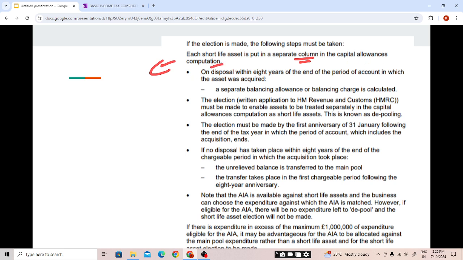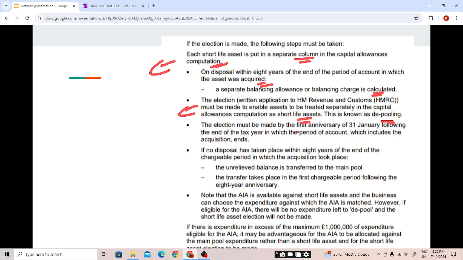In the capital allowance computation, on disposal within 8 years of the end of the period of account in which the asset was acquired, a separate balancing allowance or balancing charge is calculated. When we dispose of, a balancing allowance or balancing charge is calculated, as it is a separate pool. A written election application to HMRC must be made to enable assets to be treated separately in the capital allowance computation on short life assets. This is known as depooling. That is, the election must be made and written down, and this letter must be submitted to HMRC to specify the assets which are under the short life asset pool.